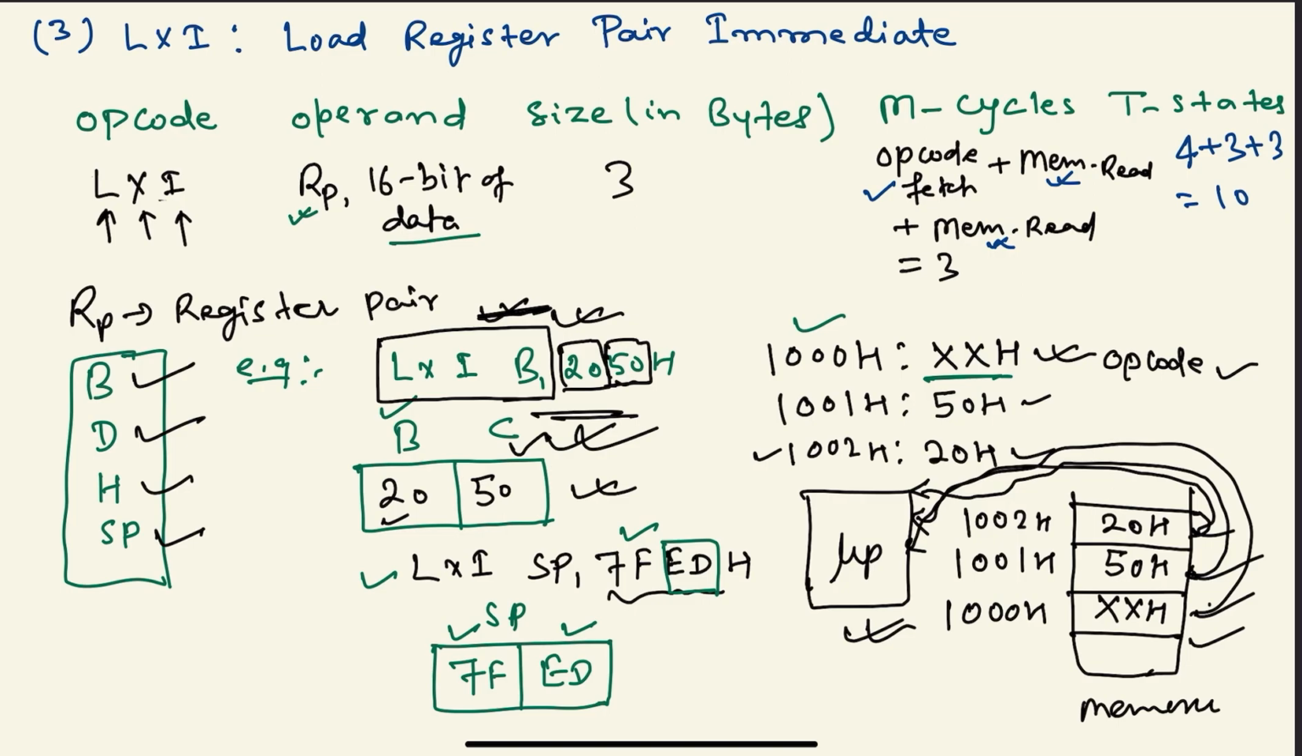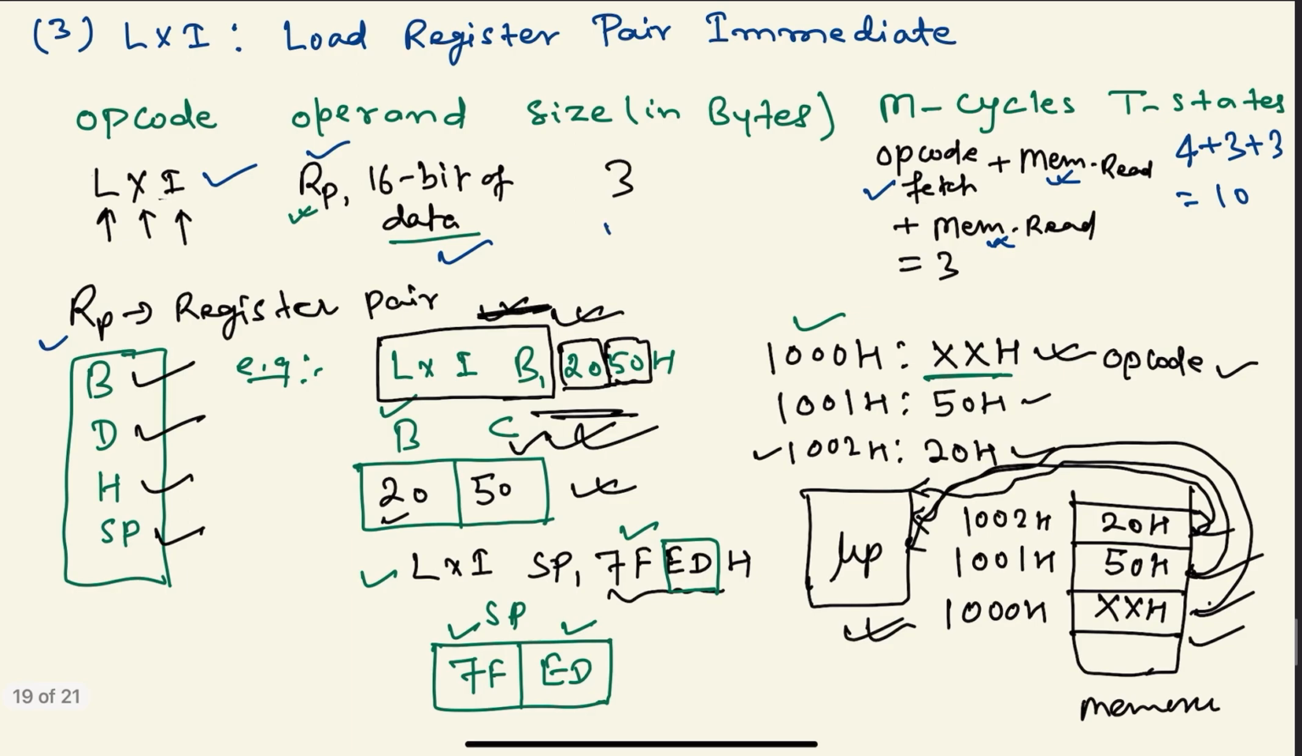So by this way we learned about this LXI instruction. Their opcode is LXI, their operand is a register pair, B, C, D, E, H, L, S, P, and their second operand is 16 bits of data which is going to be loaded into this register pair. Their size in bytes is only 3, and their machine cycle count is also 3: opcode fetch, memory read, memory read. So there are 3 machine cycles. Machine cycle means how many times it is accessing this memory chip for the complete execution of this instruction.